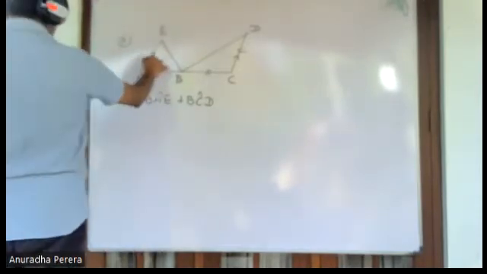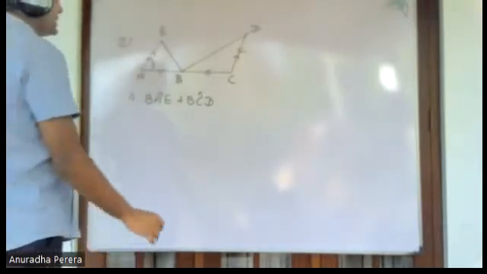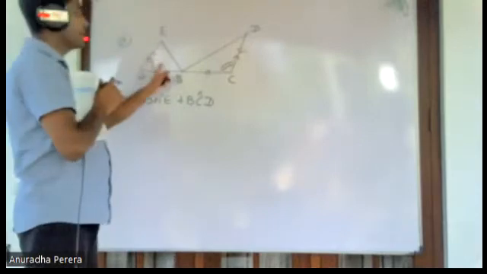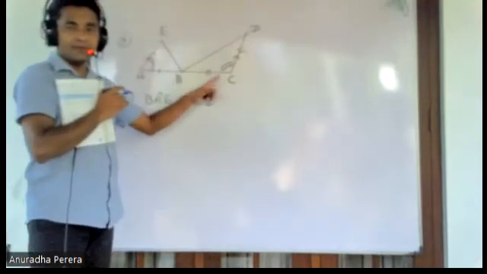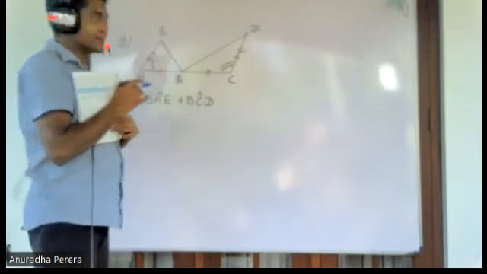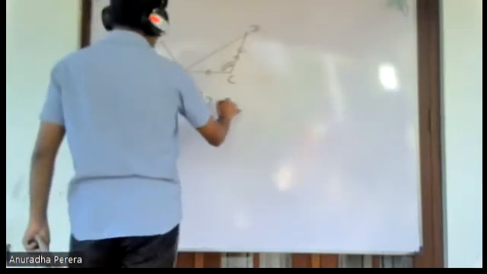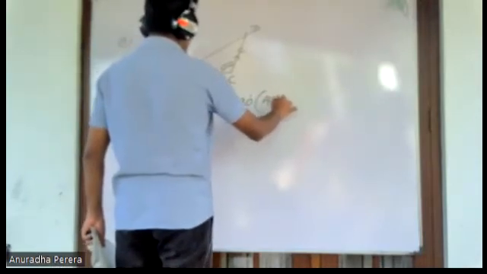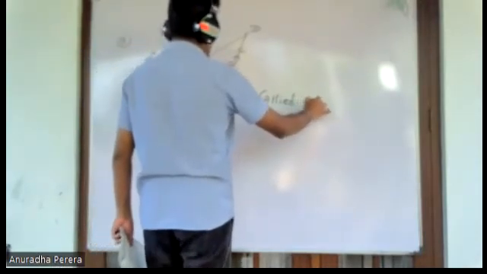BAE means this one. BCD. These two are parallel. What type of angles? Just tell me. Allied angles. Yes, then the sum of these two is equal to 180. Directly you can mention it. Reason: a pair of allied angles.